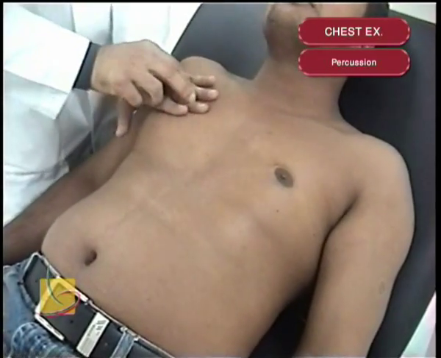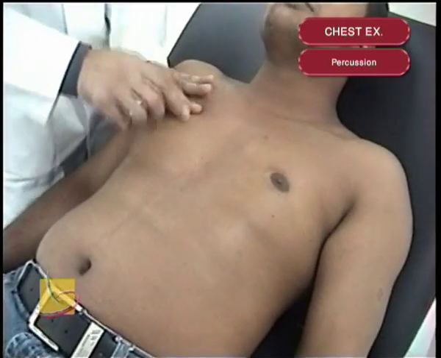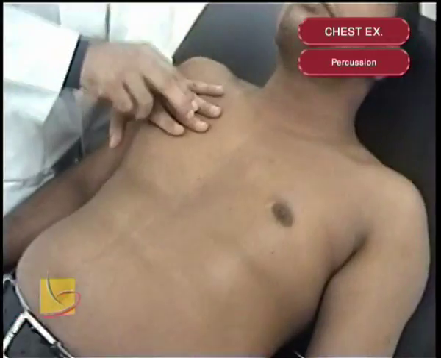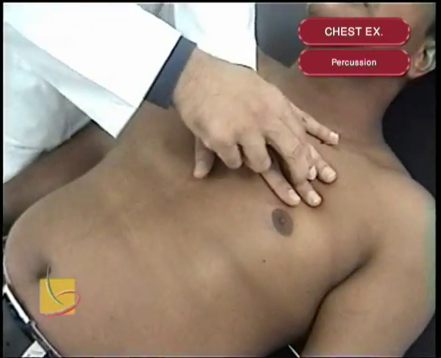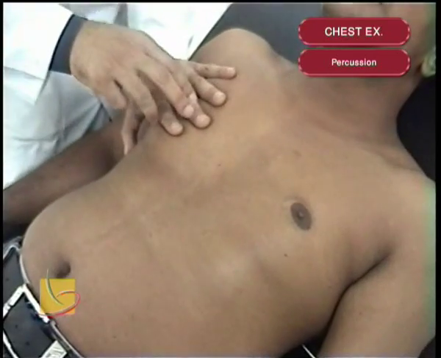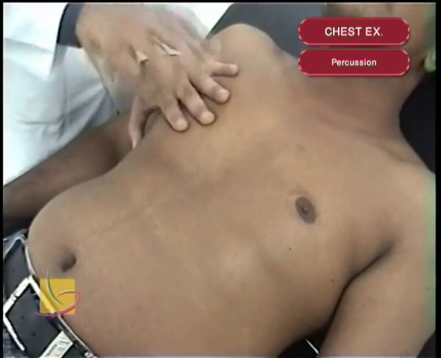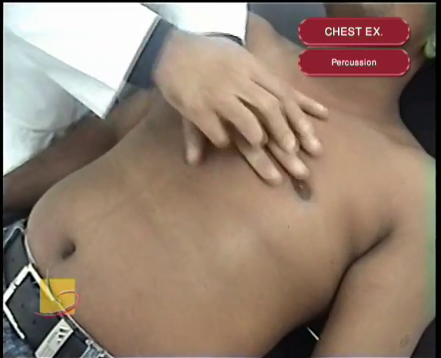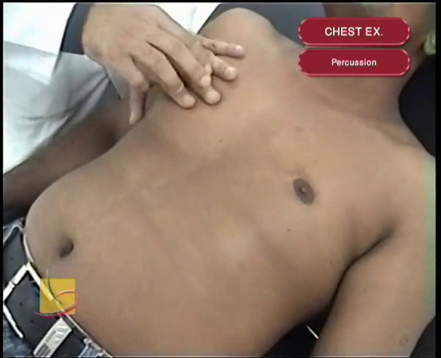Resonant. Then the second space. Again, make sure that you are in the intercostal space, not on the rib. Resonant? Resonant. Then the third space. And here the problem starts, because the third intercostal space on the right side is resonant, while on the left side it is dull. Why is it dull? Because the heart is underneath your finger.